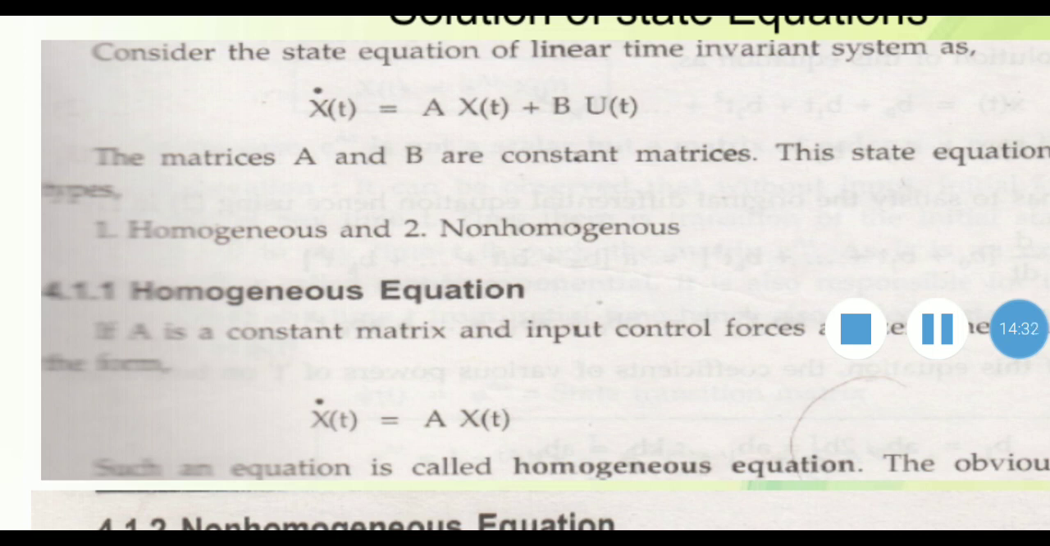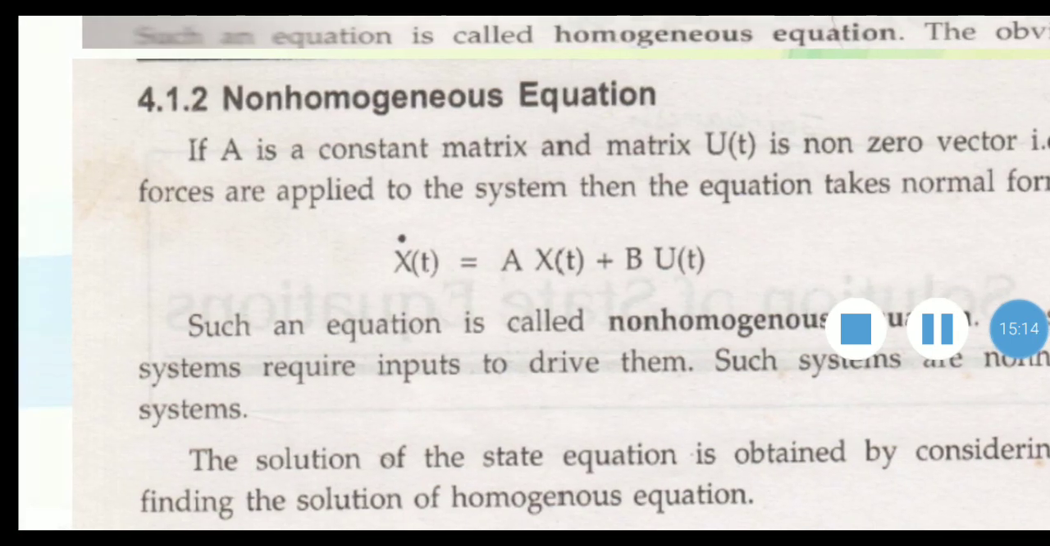The initial voltage on the capacitor drives a current through the system, and the capacitor starts discharging through the resistance R. Such a system that works on the initial conditions without any input applied to it is called a homogeneous system. Now we'll see the non-homogeneous equation.